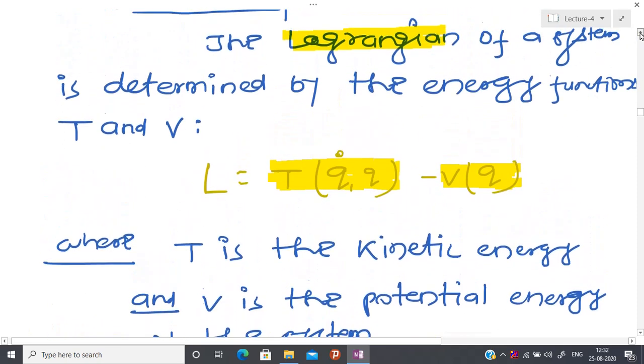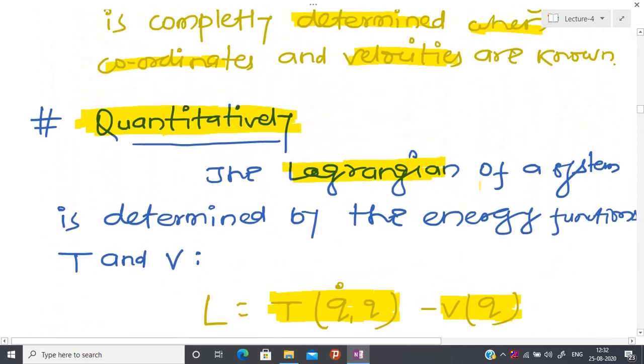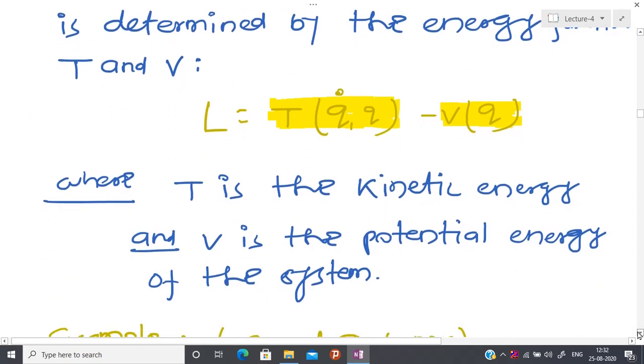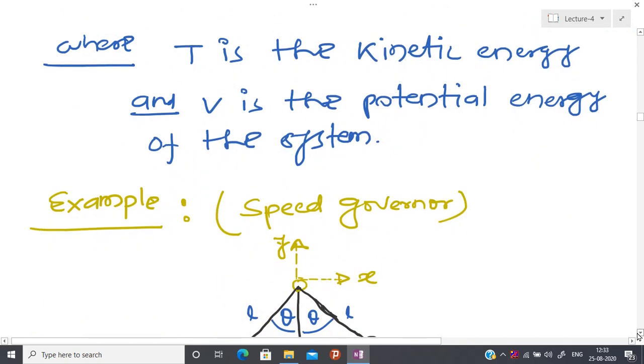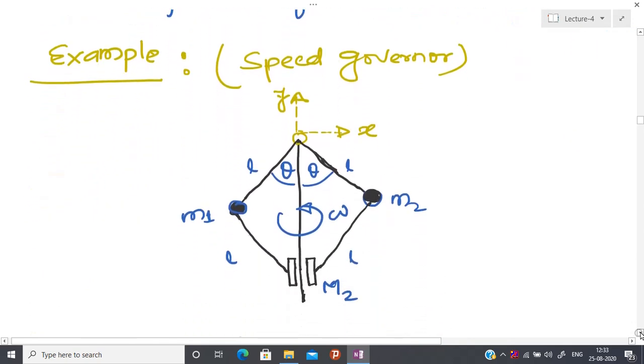So later, what we are saying is that I have the integral I from t1 to t2, and if the function inside the integral is the difference between kinetic energy and potential energy, then I will be able to get the least value of the integral. That is the meaning now. So now let us see using one example how to construct this Lagrangian function.